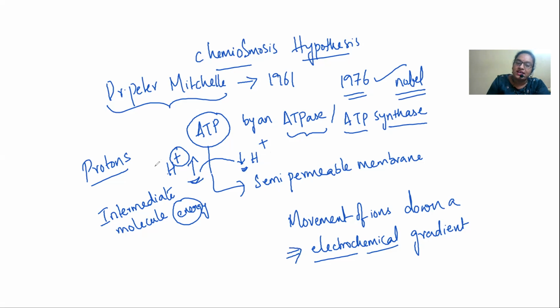For instance, imagine there are many protons on this side, the number of negative charges is less, and the dominating ones are positive. On this side, the positives are less and the net negative charges are more. So to maintain the equilibrium, the protons from the higher concentration will move towards the lower concentration, and this will be utilized to synthesize the ATP molecule by an enzyme called ATPase or ATP synthase, children.